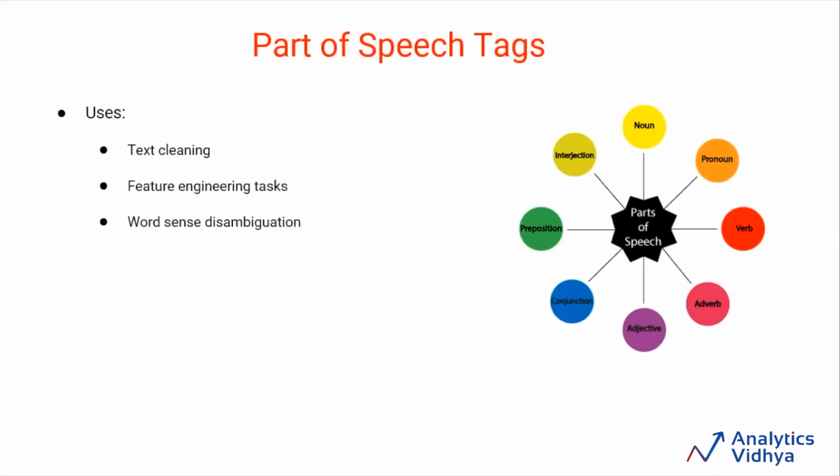For example, consider a sentence: Please book my flight for New York. And consider an alternate sentence: I like to read a book on New York. In both the sentences, the keyword book is used, but in sentence 1, it is used as a verb, while in sentence 2, it is used as a noun.